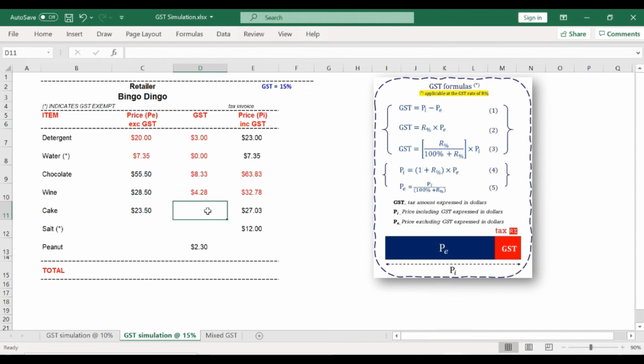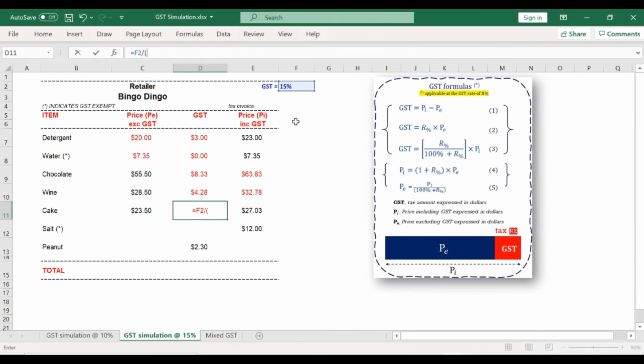So equation number 3 states that if I simply multiply PI by the rate over the rate itself plus 100%, I get the GST amount. So we've got to be careful with the brackets here, okay? So we open bracket, this is the first bracket. Then it's the rate itself, which is the R%, and then, oops, forgot the equal sign, so let's do it again. So the equals, and then the rate itself, and then over 100% plus the rate.